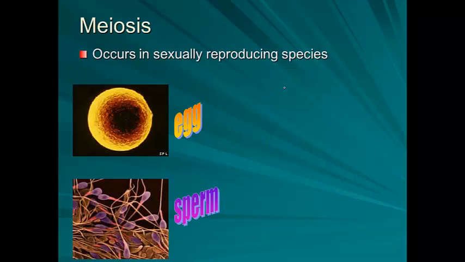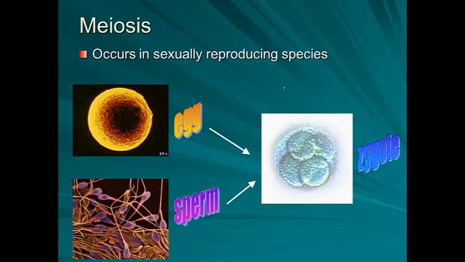Okay, so we're going to switch and talk about meiosis. Meiosis is a process that occurs in sexually reproducing species. So it usually involves 2 gametes. We've got egg and sperm here. These guys will unite in a process called fertilization to produce a zygote, which will eventually become an embryo and eventually become a multicellular organism.